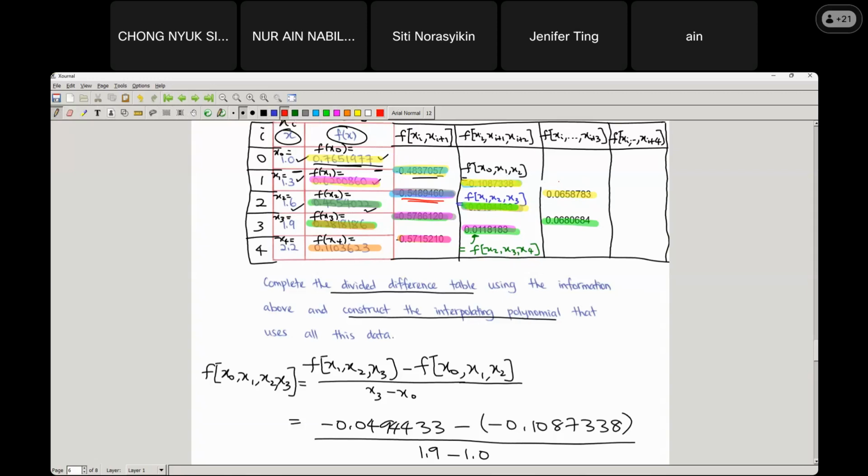let me write in, this value is f[x0, x1, x2, x3] equal to this value. And this value represents f[x1, x2, x3, x4]. This is 4. You see better? Maybe I write it nicely. This is 4. And the last one is this one.